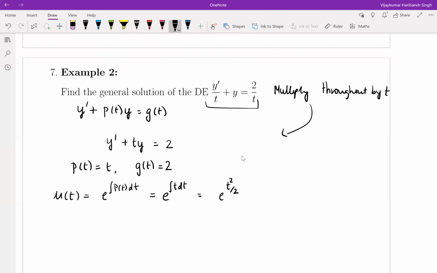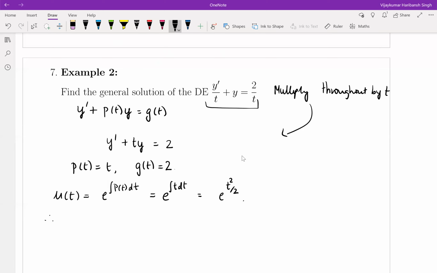Generally you have to add plus c, and that's why I wrote s and t on the top earlier. That was a different notation, which means that you don't have to add any constant, but this is fine. So this is my mu of t.